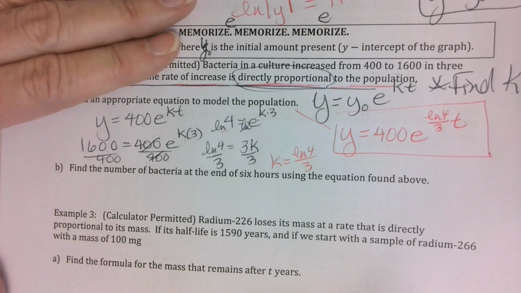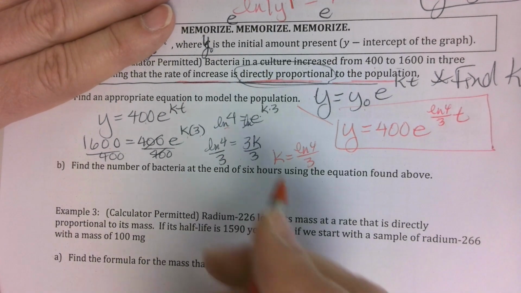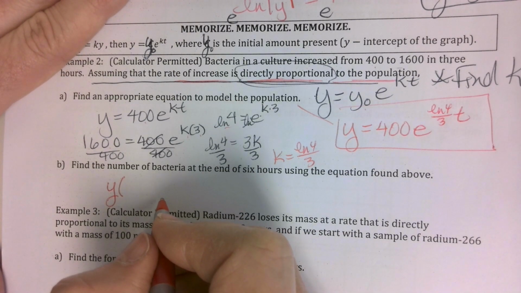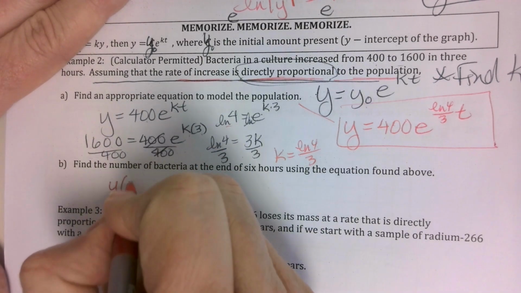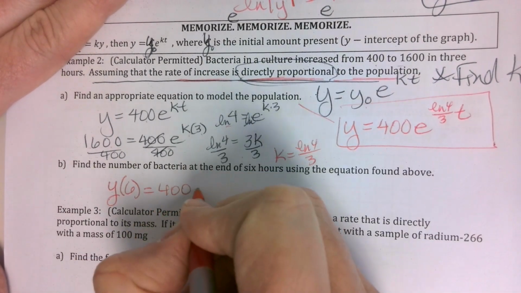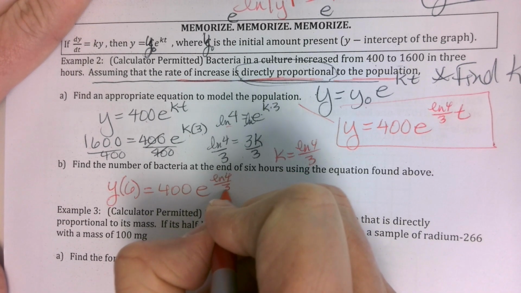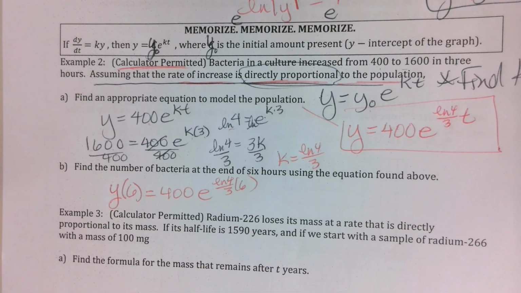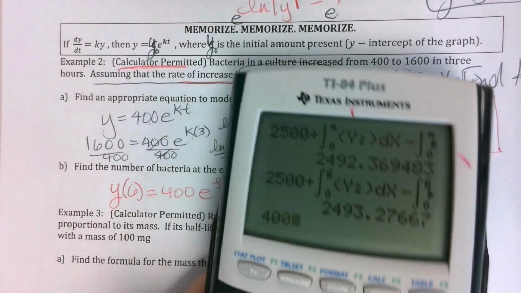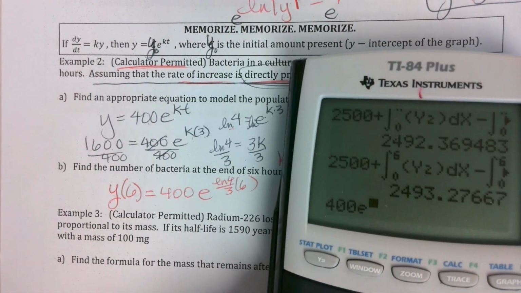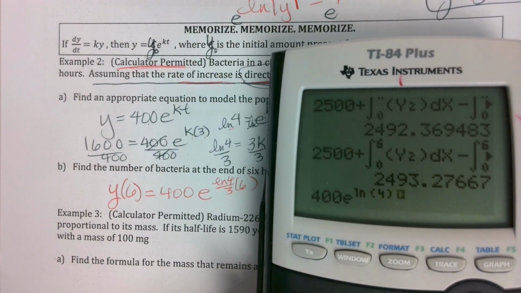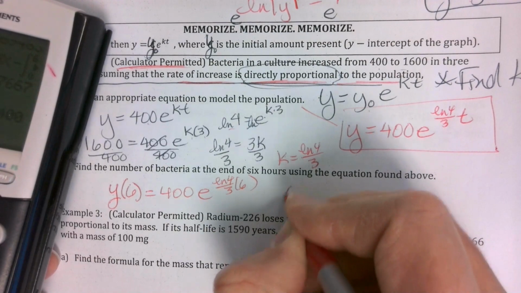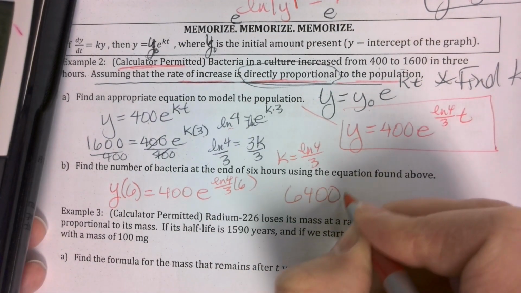Find the number of bacteria at the end of 6 hours. What's that going to be? Y of 6. So that would be 400 e to the ln of 4 over 3 times 6. It is a calculator permitted problem, because if it was not, it would not be fun. 400 e to the natural log of 4 divided by 3 times 6 would be 6,400 bacteria, right?